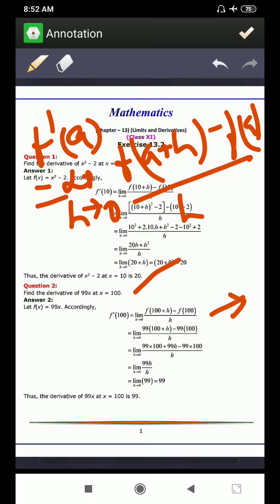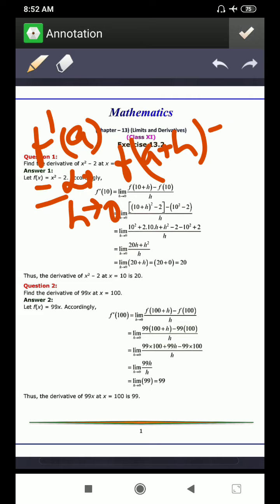You see, f dash 100 is limit h tends to 0, f of 100 plus h minus f of 100 divided by h. Now you calculate the value of f of 100 plus h from this. In this you replace x by 100 plus h, you will get the value of f of 100 plus h. Also calculate the value of f of 100, by putting x equal to 100. So you will get these values. Just open the bracket. In the numerator 99 into 100 is cancelled out. In the numerator you will have 99h, divided by h, h is cancelled out. So the answer of this question is 99 only.